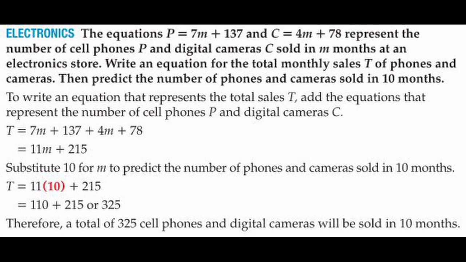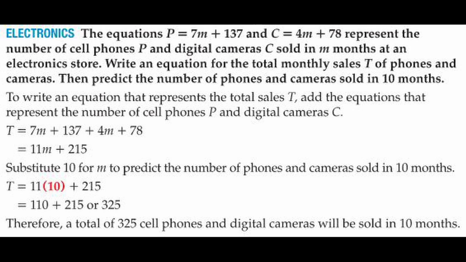Finally, here's a word problem. It says the equations P equals 7m plus 137 and C equals 4m plus 78 represent the number of cell phones and digital cameras sold in month m at an electronics store. Write an equation for total monthly sales T of phones and cameras. Then predict the number of phones and cameras sold in 10 months.